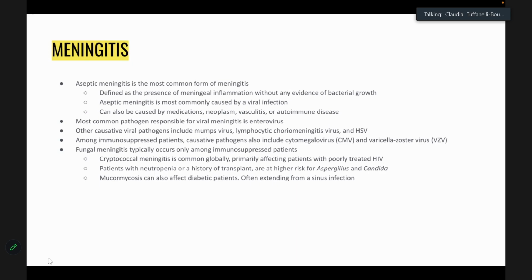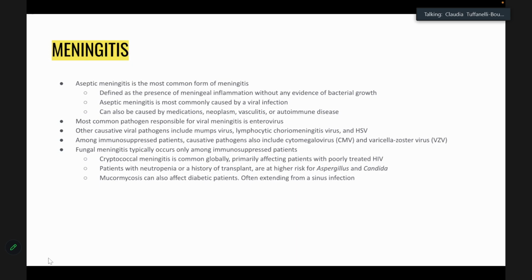For viral meningitis, the most common cause is enterovirus. So that's good to remember. And then other causative viral pathogens could be mumps, lymphocytic choriomeningitis, or HSV. And then in your immunosuppressed patients, CMV, so cytomegalovirus, and varicella are the most common.